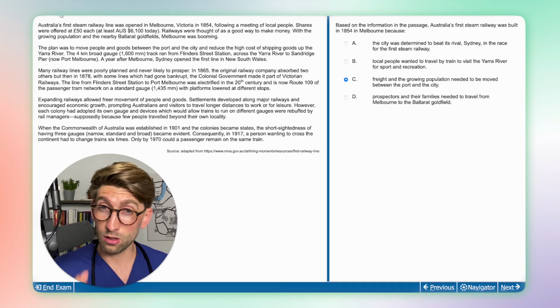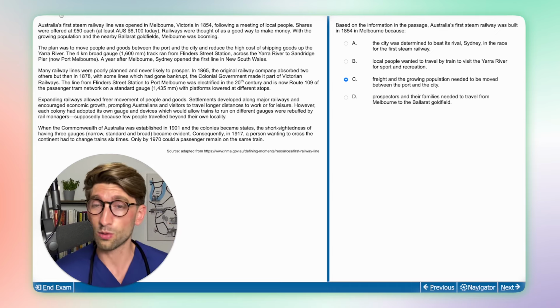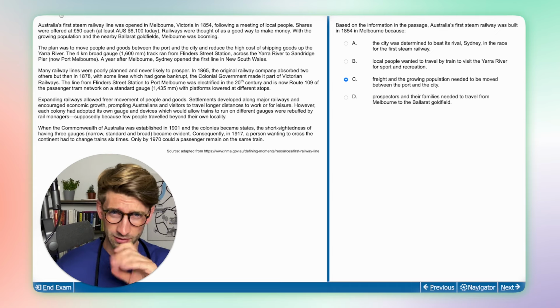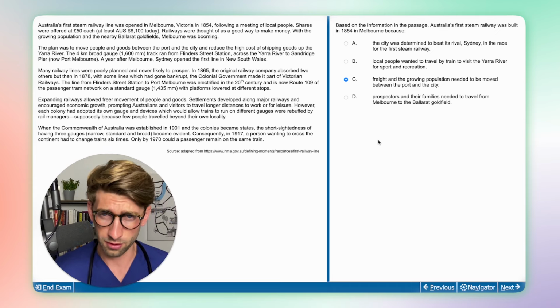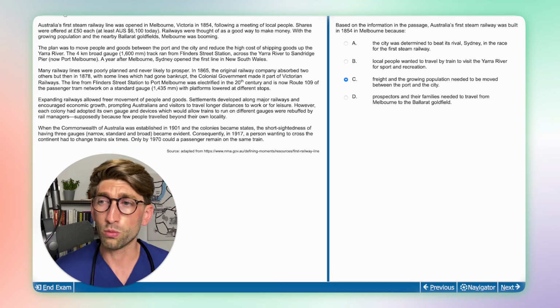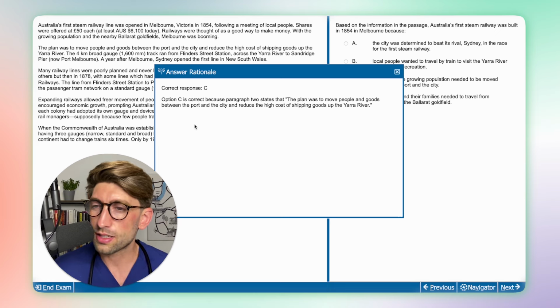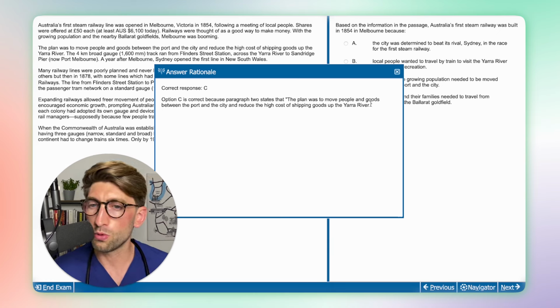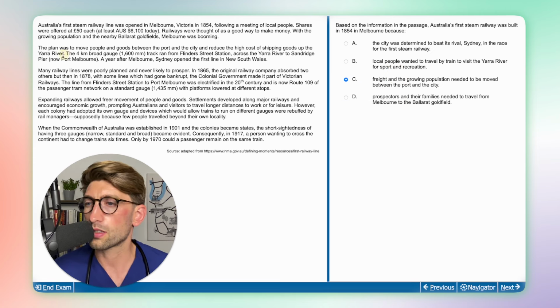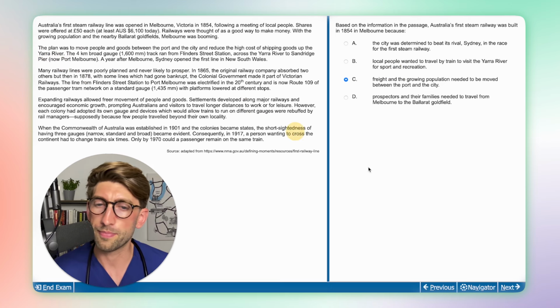But can you see how long that takes? I hate these questions because it's so detailed and the answers they offer are so random. This is why we don't want to waste time on this. You'll see when we do other questions, it's so much quicker. Okay, good. The answer is right. So C, because paragraph 2 states that the plan was to move people and goods between the port and city to reduce high cost shipping up to the Yarra River. Okay, so there we go. Like I said, perfect. All right, cool. Let's go on to the next question.